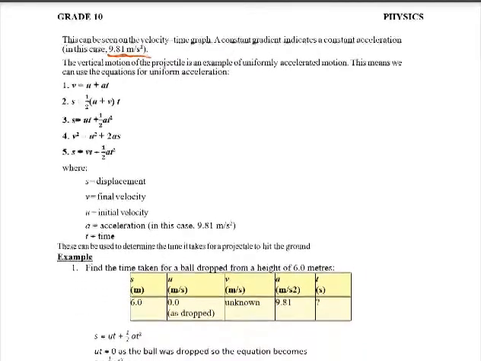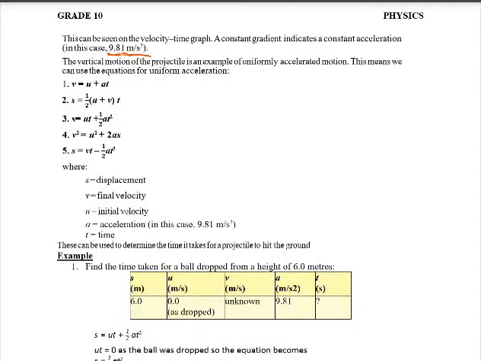So the vertical motion is an example of uniform accelerated motion, but the projectile motion is not an example of uniform accelerated motion. Only the vertical motion is an example. Therefore, since it is an example, we can use the uniform accelerated motion equations for this vertical motion of projectile.